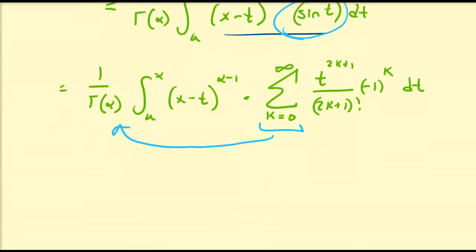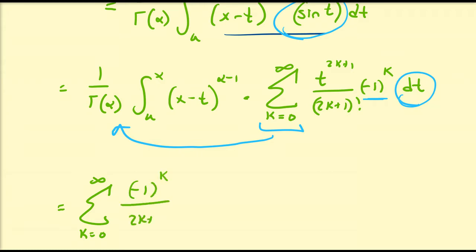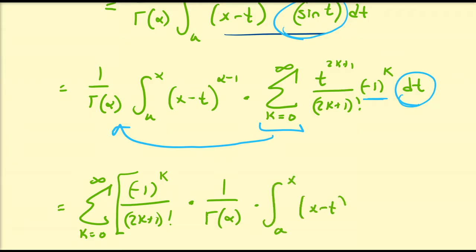So once we do that, we can also factor out this negative 1 to the k, since it doesn't depend on the differential t, so this is going to give us the expression, the sum from k equals 0 to infinity of negative 1 to the power of k divided by 2k plus 1 factorial, and we're going to bracket this, multiplied by 1 over gamma alpha times the integral from a to x of x minus t to the alpha minus 1 times t to the 2k plus 1 dt.